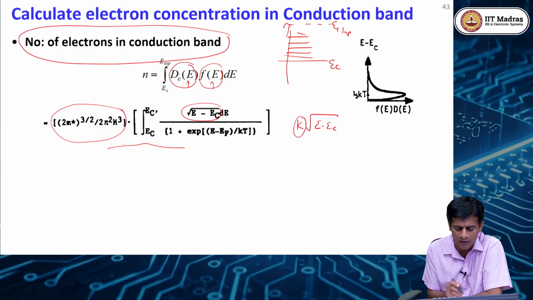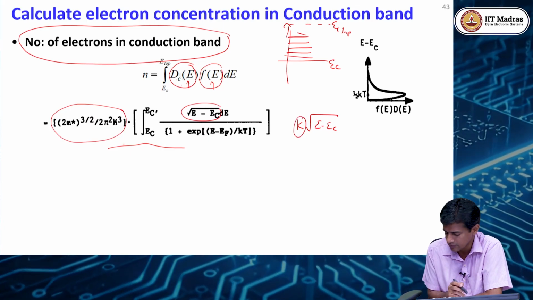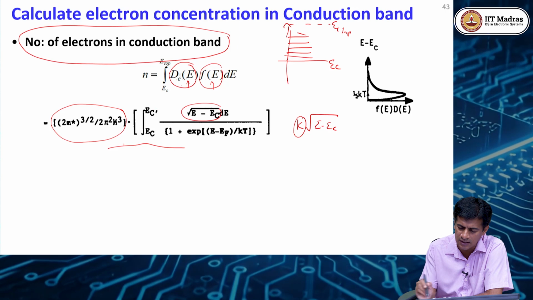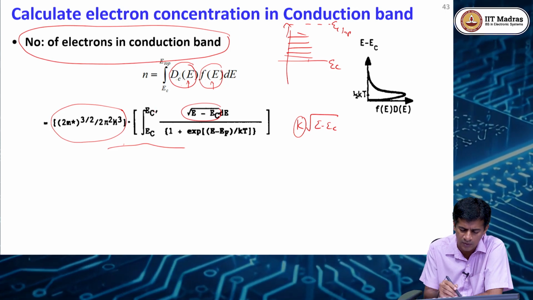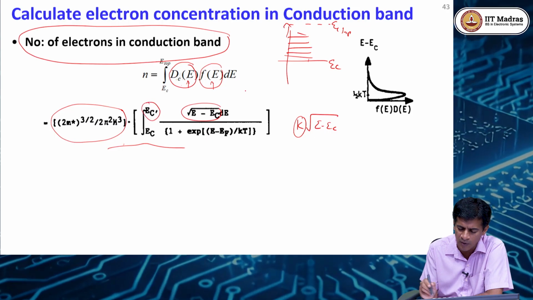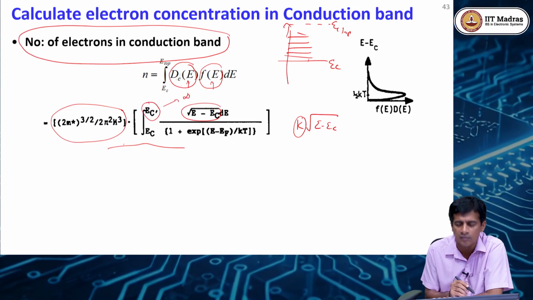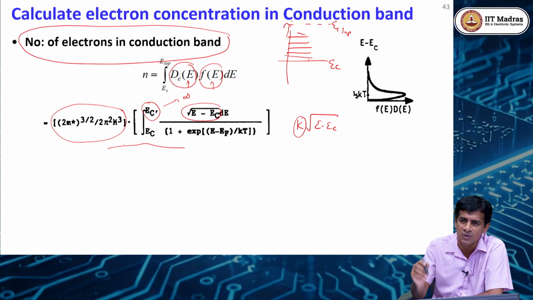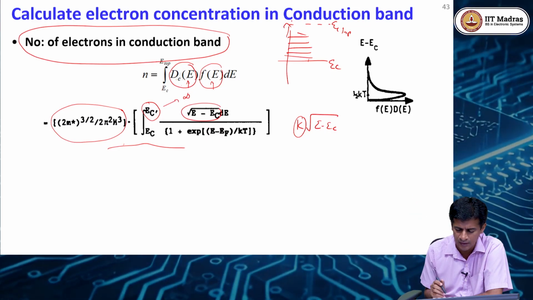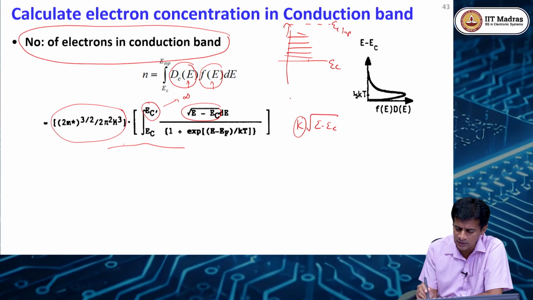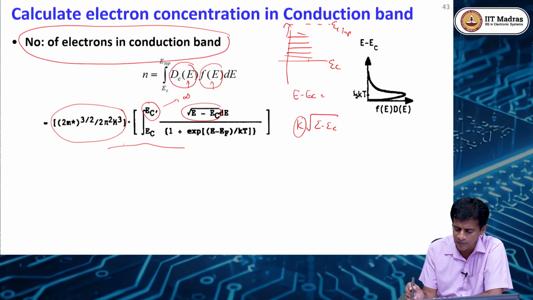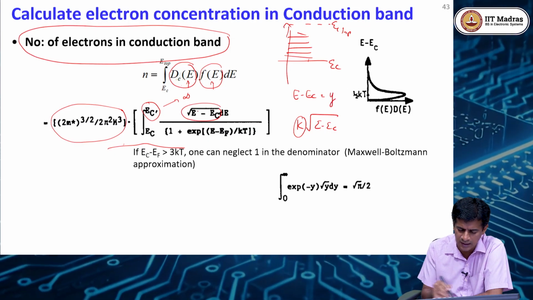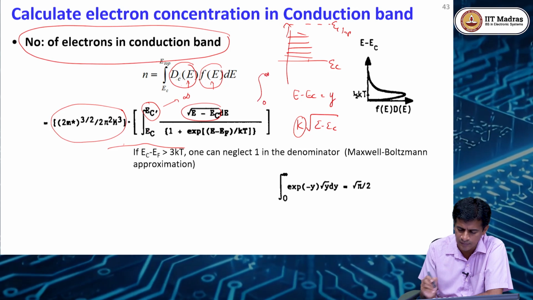If we try to calculate this integral exactly, it is very difficult. So we are going to make some approximations. First, we are going to take the EC top to infinity. Anyway, you won't find any electrons there, so it does not matter if you integrate all the way to infinity. Then we can take E minus EC as a variable, say y. Then this integral goes from 0 to infinity.